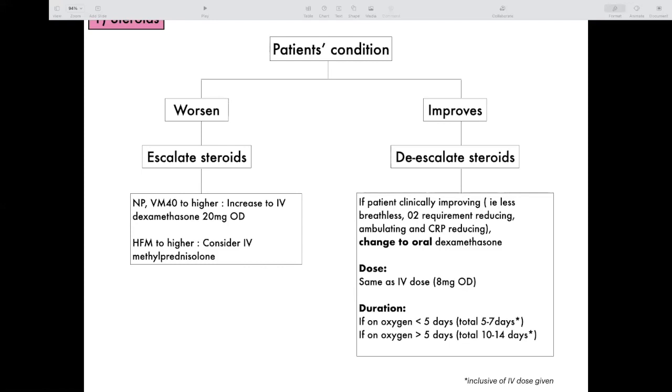If the patient needs oxygen for less than 5 days, you should give a total Dexa of 5 to 7 days. If your oxygen requirement is more than 5 days, you should give the patient a total of 10 to 14 days of Dexa.